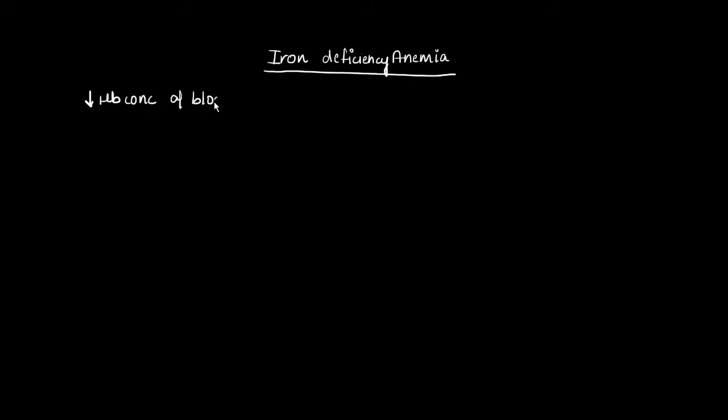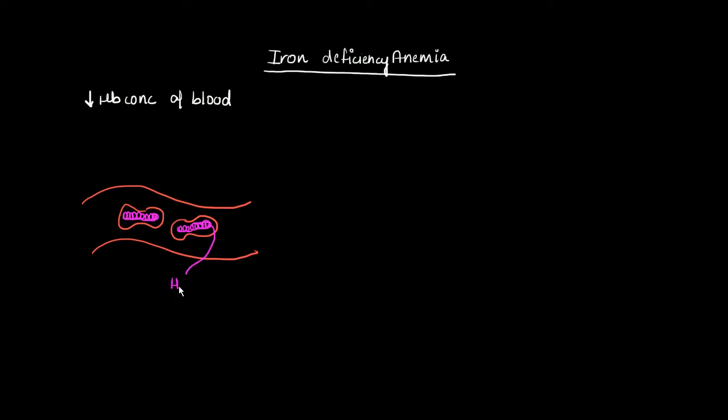Now, what is hemoglobin? And what does iron have to do with this hemoglobin? To understand that, let's have a closer look at this blood vessel. Inside these blood vessels, we have red blood cells. These are the biconcave shaped red blood cells, and these red blood cells are stuffed with something very important that gives them their functionality. Now, what is this? This is hemoglobin.